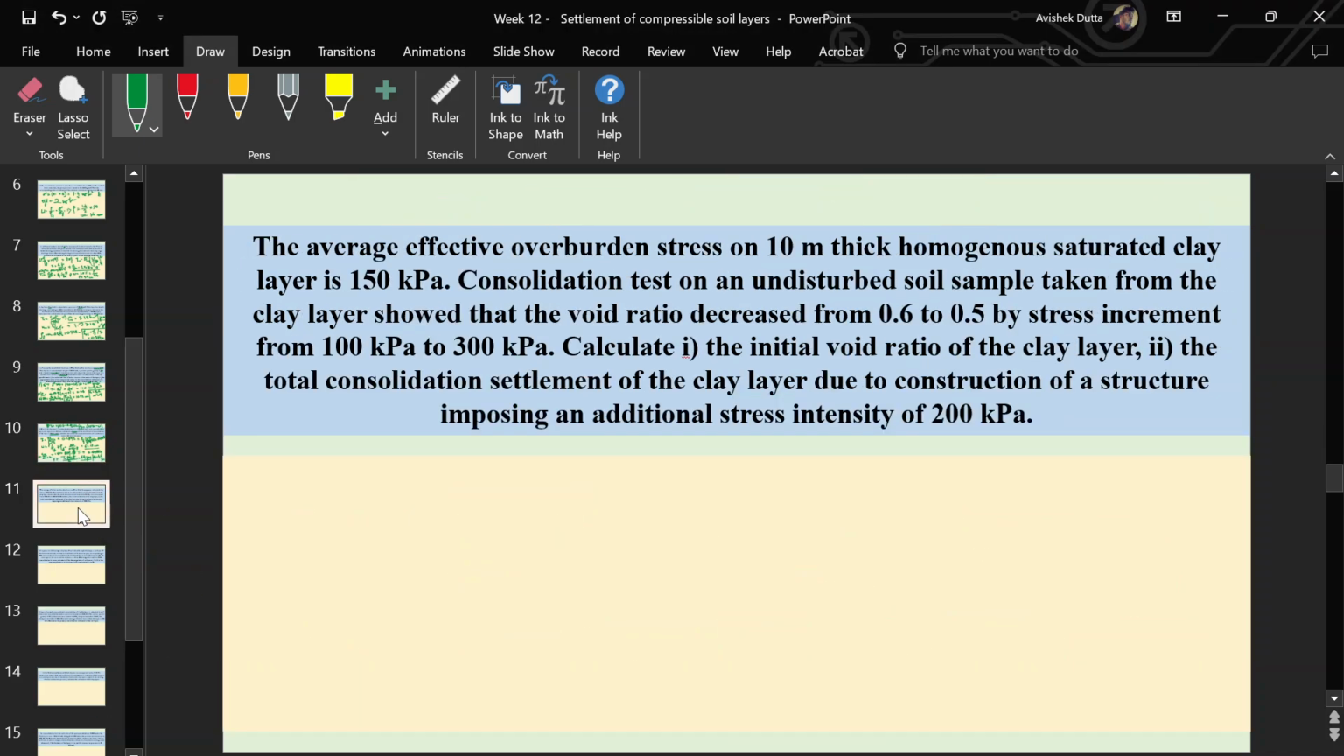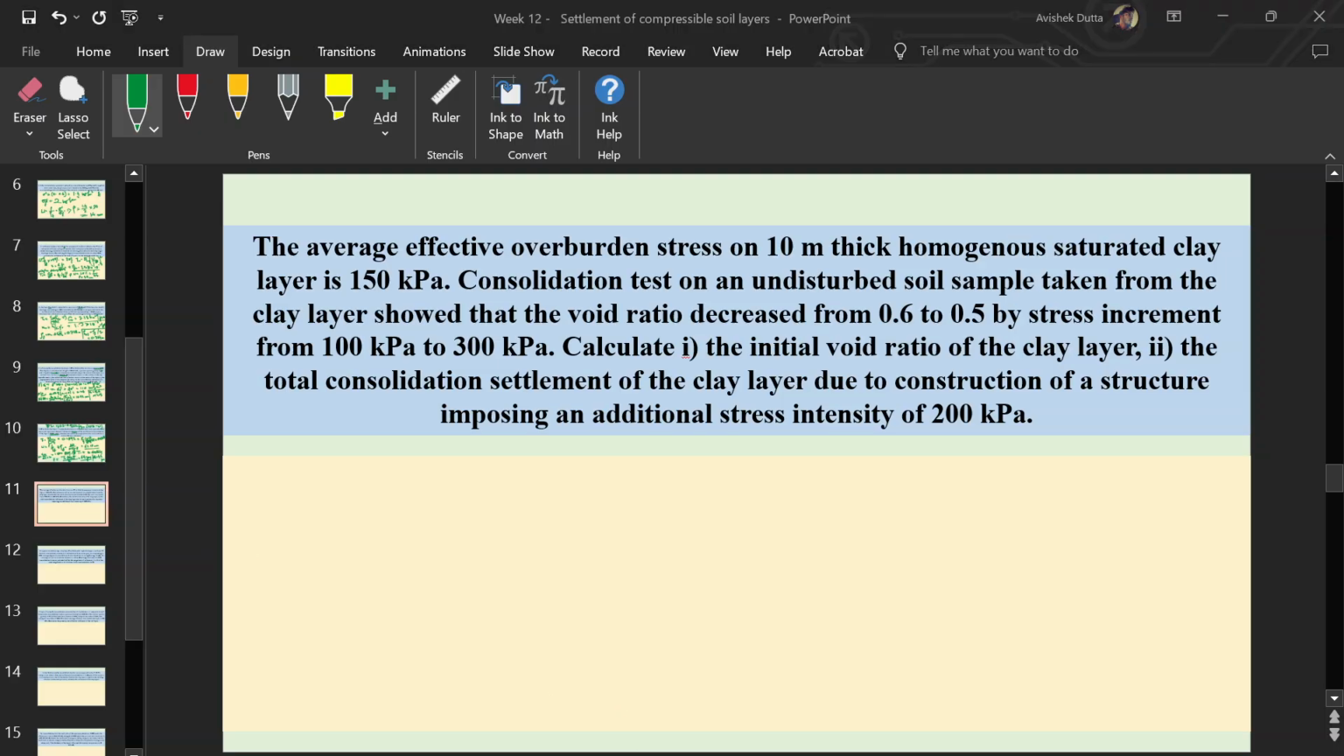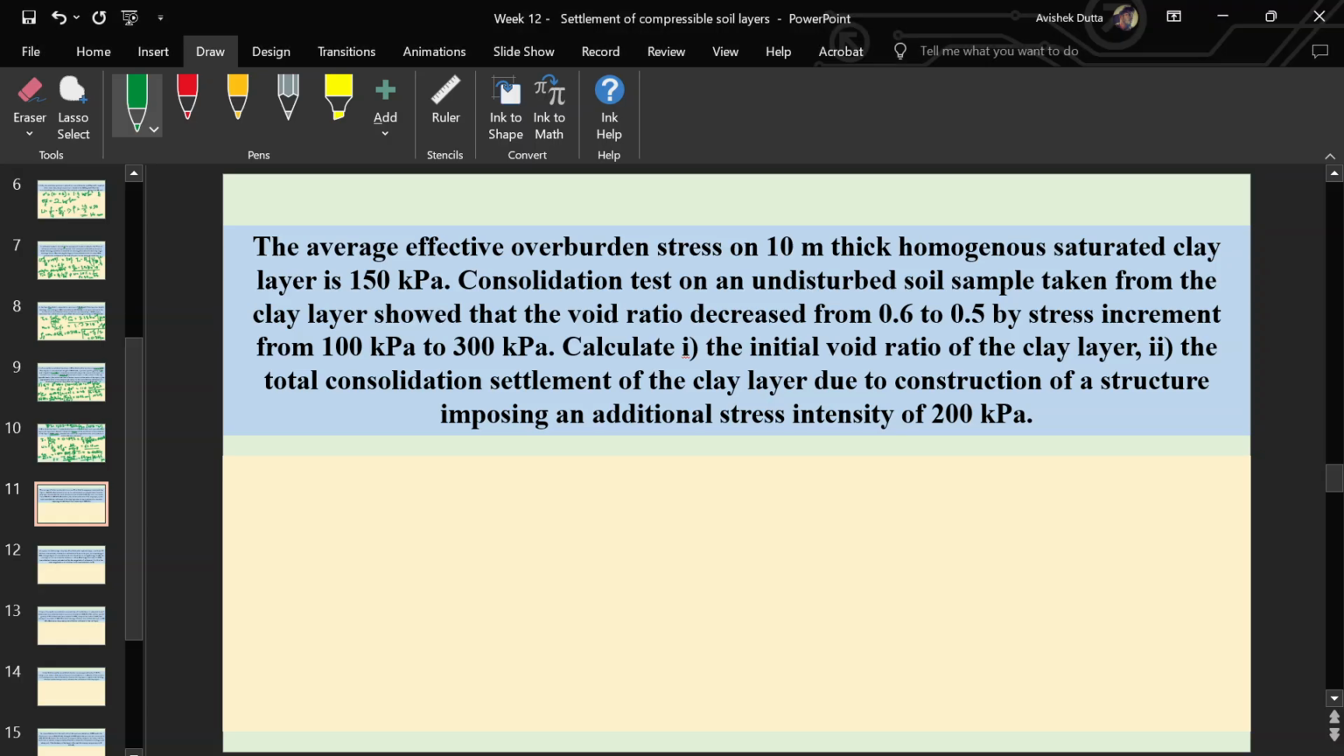Next question. Just a moment, I am not checking whether average effective overburden stress. Yes.